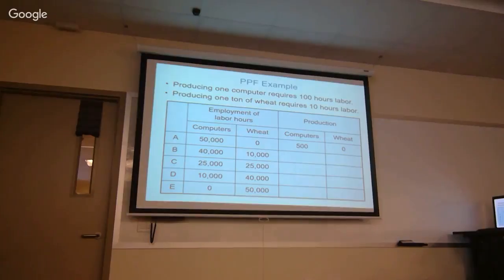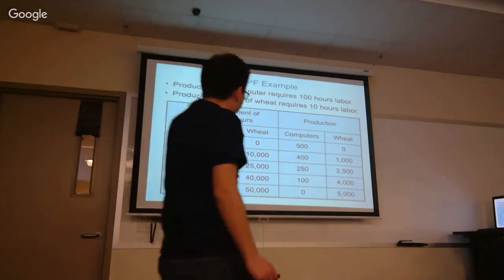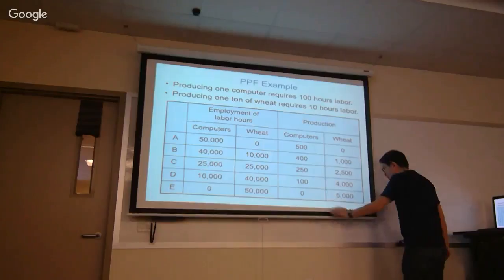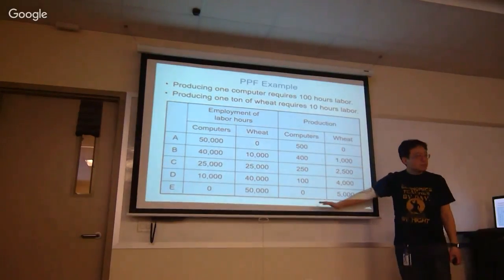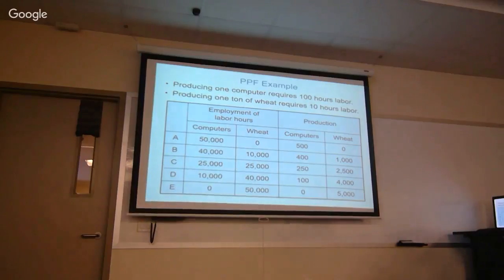For combination B, how many computers are we going to have? 400. Okay, and how many wheat? 1,000, right? Because it's 10,000 divided by 10. So 400 computers and 1,000 wheat. And then for C, how many computers? 250. How many wheat? 2,500. And then for D, how many computers? 100. How many wheat? 4,000. And then for the last one, how many computers? 0. How many wheat? 5,000. Right. So this A, B, C, D, E is the production combinations, the production possibilities. And we can take this combination of production possibilities to draw our PPF.